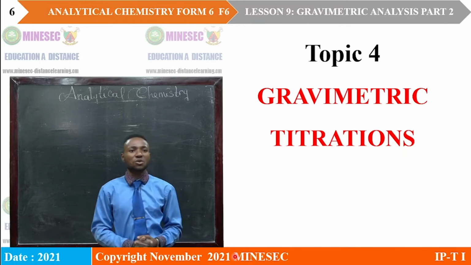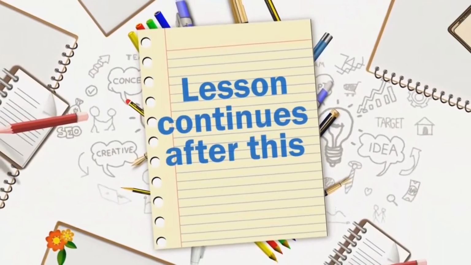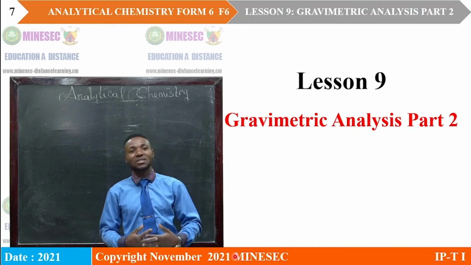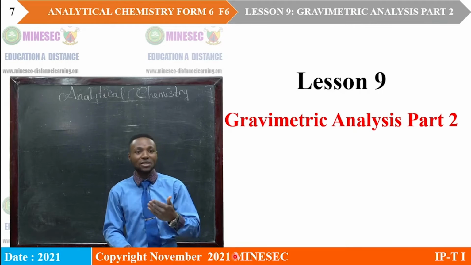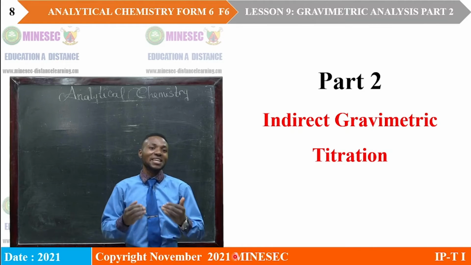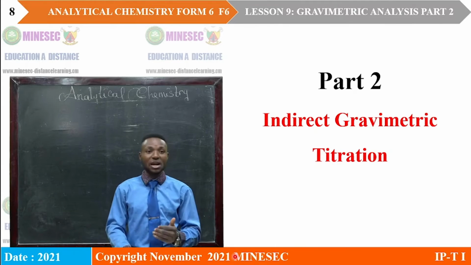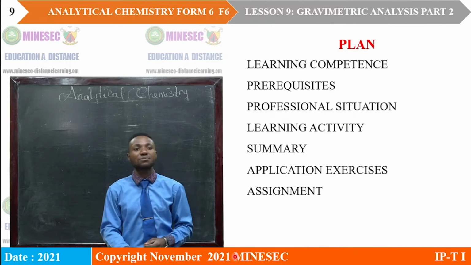Today, we'll continue with our topic on gravimetric titration. We are starting a new lesson, which is lesson number 9. And lesson number 9 is the second part of gravimetric analysis. And the second part here, of course, is indirect gravimetric titration. Last time we saw direct gravimetric titration. This time around, we'll continue with indirect gravimetric titration.